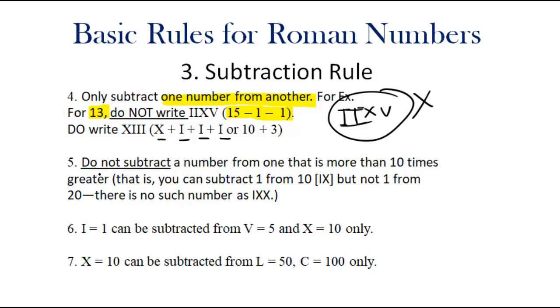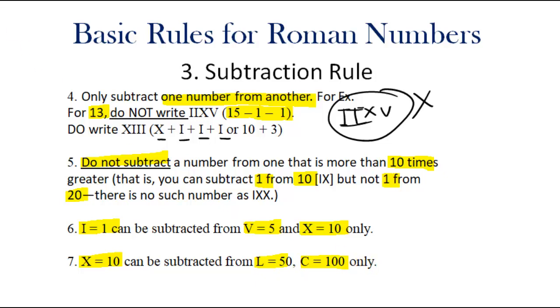Then do not subtract a number from one that is more than 10 times. That means you can subtract 1 from 10, but we cannot subtract 1 from 20 because 20 is greater than 10 times 1. So according to this rule, I equal to 1 can be subtracted from V and X only, and X equal to 10 can be subtracted from L and C only.